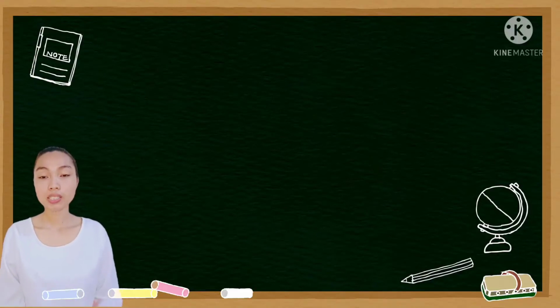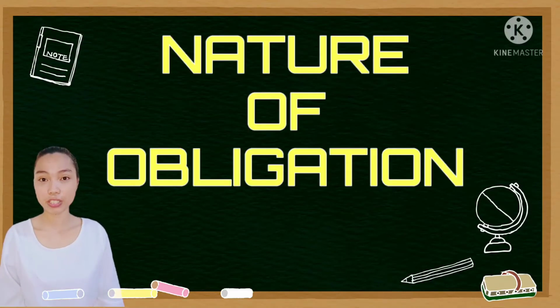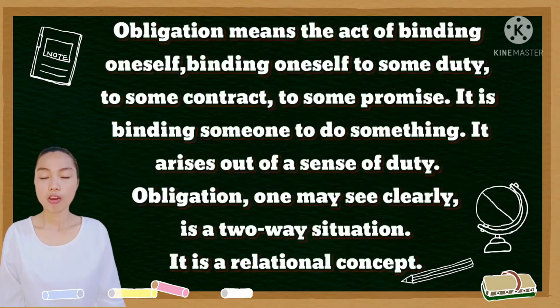Now, we discuss the nature of obligation. What is obligation? Obligation means the act of binding oneself to some duty, to some contract, to some promise. It is binding someone to do something. It arises out of a sense of duty.